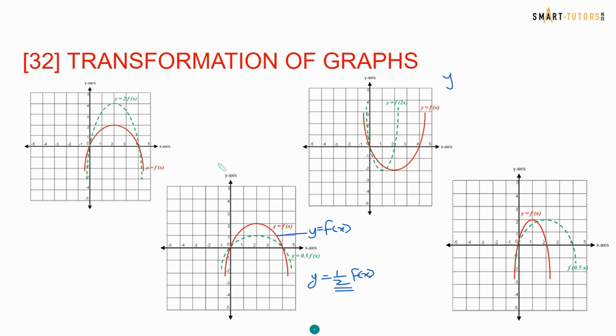The next one is y = f(2x), with the 2 inside the bracket. The 2 coming inside the bracket means you need to divide the x coordinate by 2. Here you can see the x coordinate 4 becomes 2, so the graph is going to be squashed, a half scale factor squash. The last pattern: y = f(x) is given, y = f(x/2) means the graph is going to be multiplied by 2, stretched. The x coordinate is going to expand, so the 2 becomes 4. The y coordinate never changes, it remains the same, and the minimum or maximum point will be stretched out. So those are the transformations of graphs.